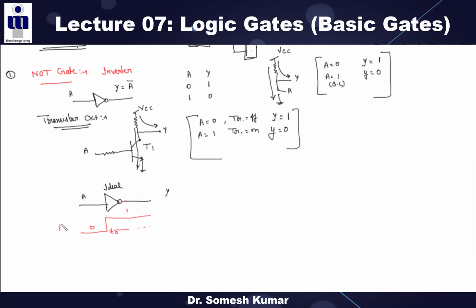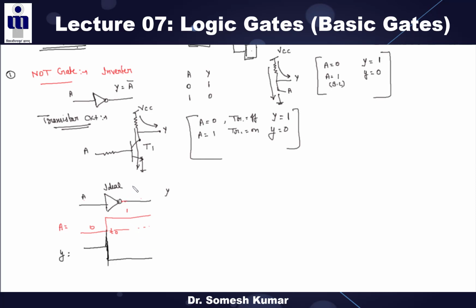So if this is your A, and this gate is ideal, what is the output waveform? If the input is 0, what is the output? This is the waveform of the Y output. See, at this time t naught only, your states will change. It means there is no delay, right? There is no delay.